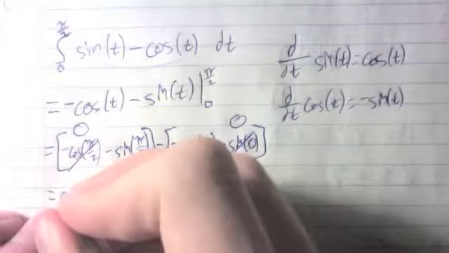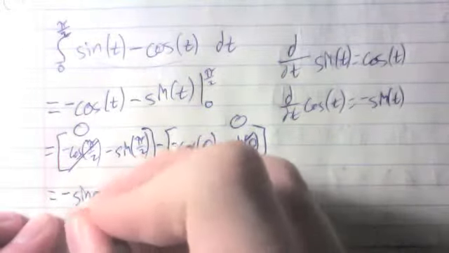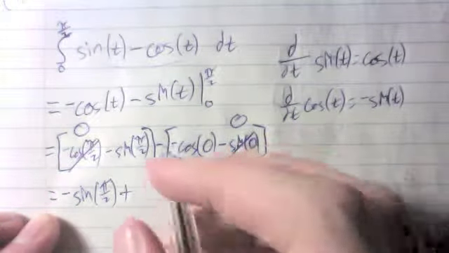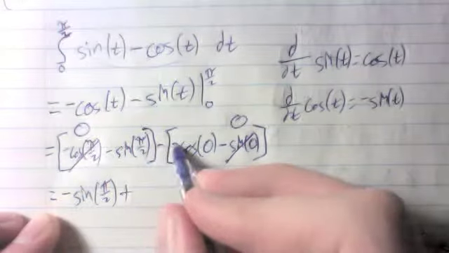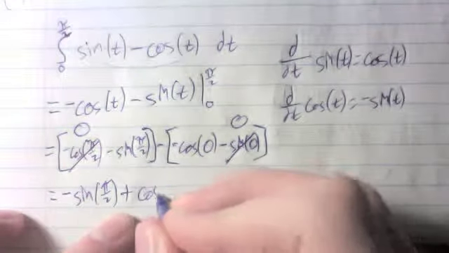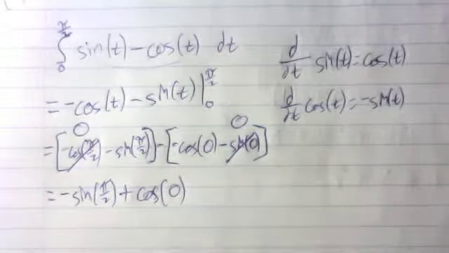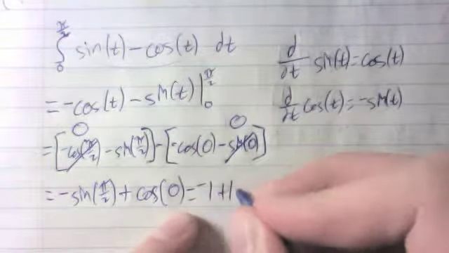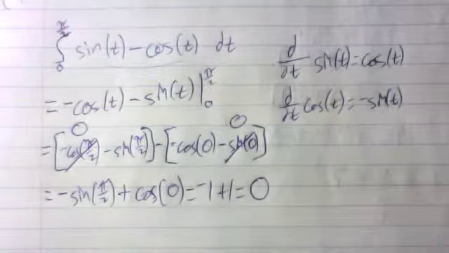So it's going to be negative sine of pi over 2 plus, because there's a negative sign here and a negative sign here, so they're going to multiply to be positive, plus cosine of 0, which is going to give us negative 1 plus 1. So it's equal to 0, and that's the answer to our definite integral.